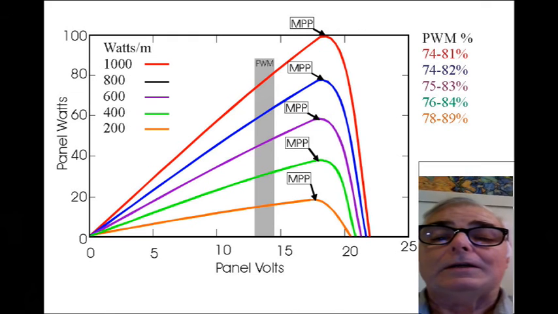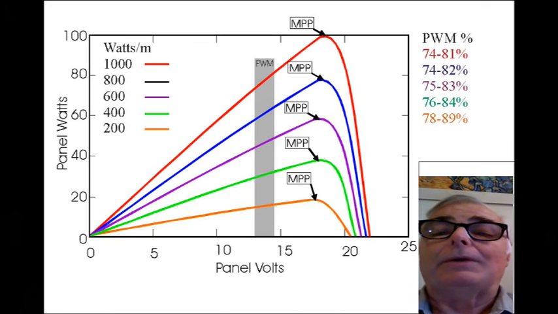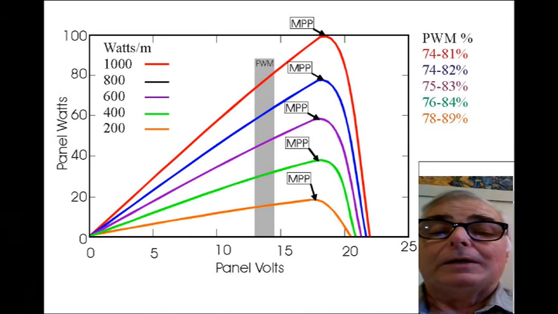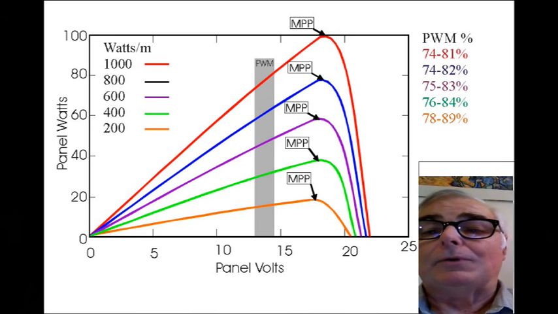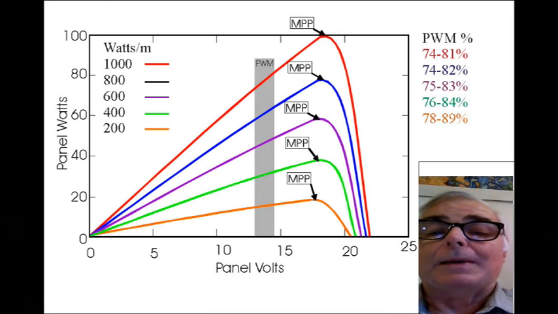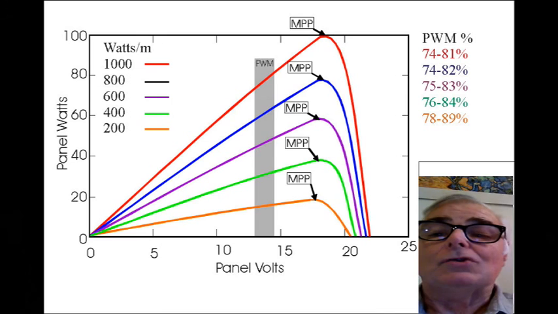So what I've done here is I've taken the power that I would expect to get out of a PWM charge controller for each curve, simply by reading the power off at 13 volts and at 14.5 volts, and then dividing that by the power that I would expect to get from an MPPT controller for the same curve.